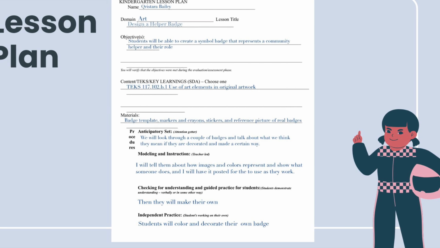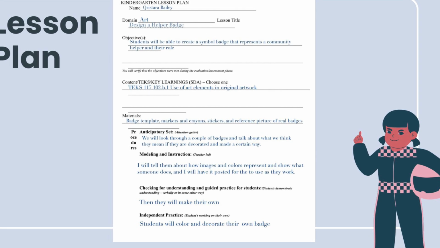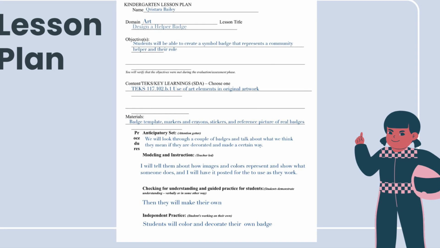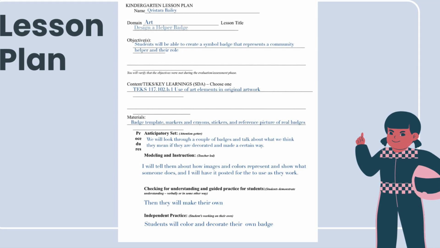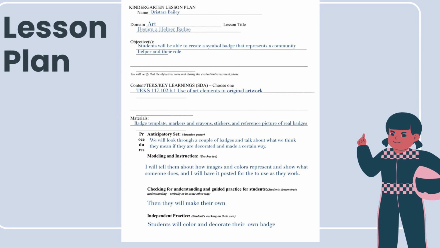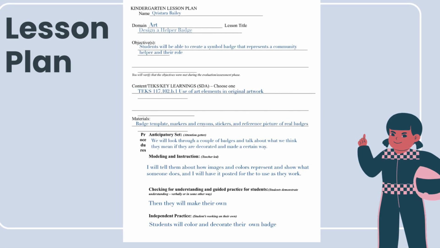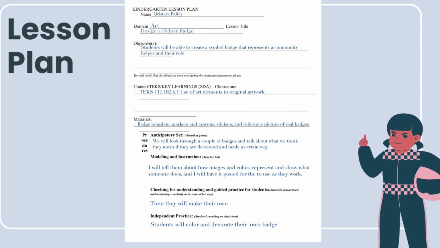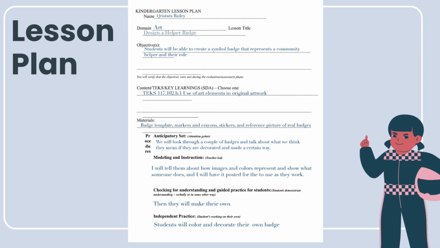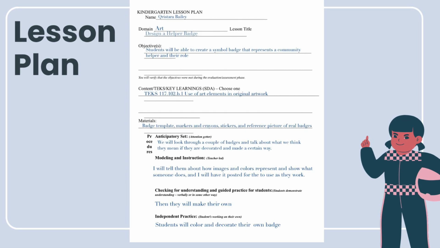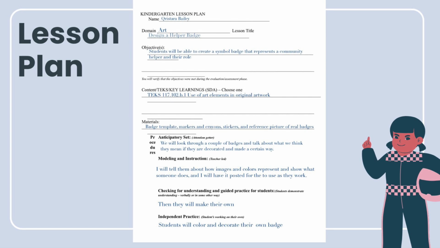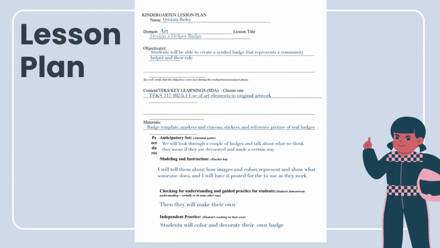Lastly, we're going to do art. We're going to do a design a helper badge. This is where students will be able to create a symbol badge that represents a community helper and their role. We're going to be having a template where there's a badge template there, but they will have free reign to create whatever badge best supports the community role that they were given. I'm not going to give them free reign to pick their own role. I will assign a role to them, but they will have free reign to design it and create the special poster or special badge that represents the community helper.